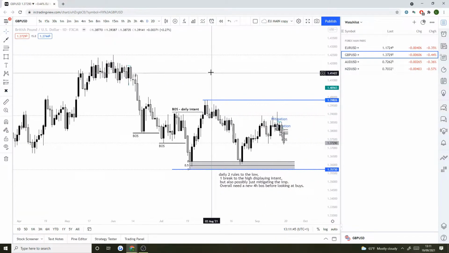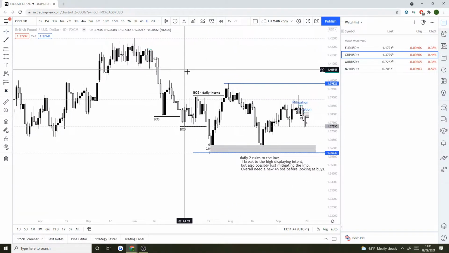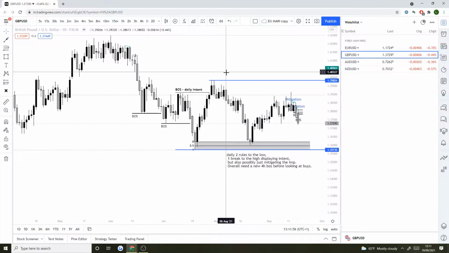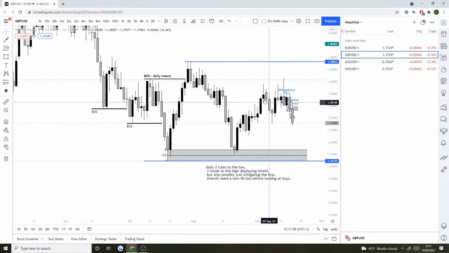So on GU, it's kind of a similar story with the daily. We've had two breaks of structure to the low in a row, and then following this, we got the break of structure to the high. So price has actually come back down to test the order block, which caused a break of structure to the high, and we did see a decent reaction off that order block.